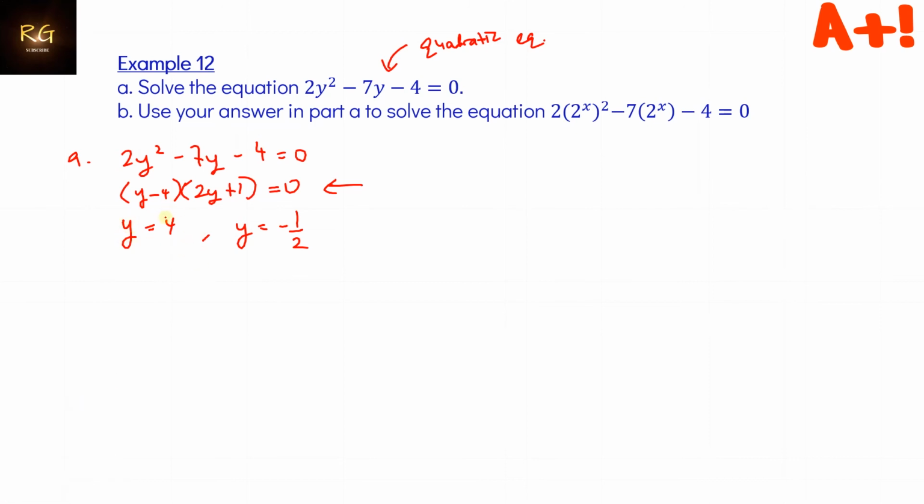So once you find your values y equals 4, y equals negative 1 over 2, right? Use your answer in part A to solve the equation of 2 to the power of something. Let me write this equation. It's pretty simple actually.